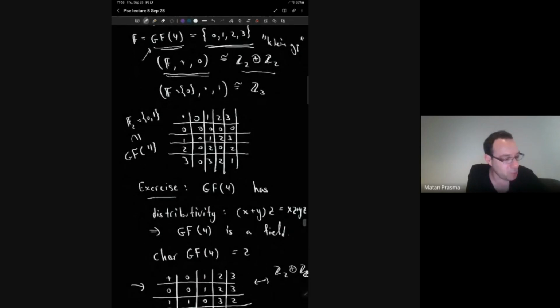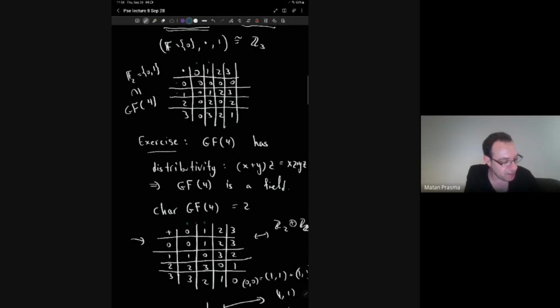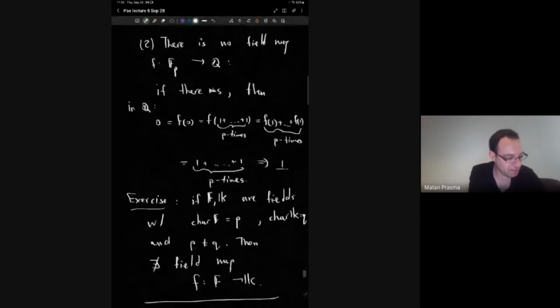I mean, look, the multiplication of the elements 0, 1 in the Galois field multiplication table is precisely the multiplication you would have in the field with two elements. And also the addition in the Galois field with four elements restricts to the addition of the field with two elements. And so this is very similar to what we had in groups. I would call it a subfield. Let me phrase the precise definition.